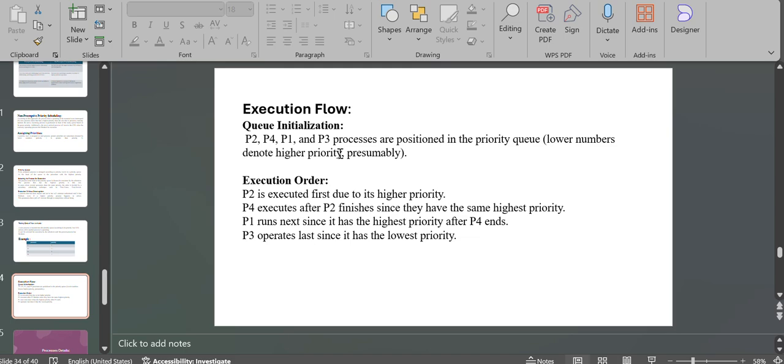For example, execution order. P2 is executed first due to its higher priority. P4 executes after P2 finishes since they have the same highest priority. P1 runs next since it has the next higher priority after P4. P3 operates last since it has the lowest priority.